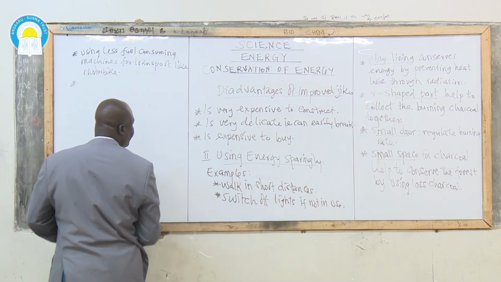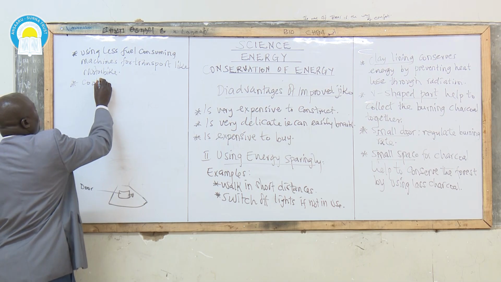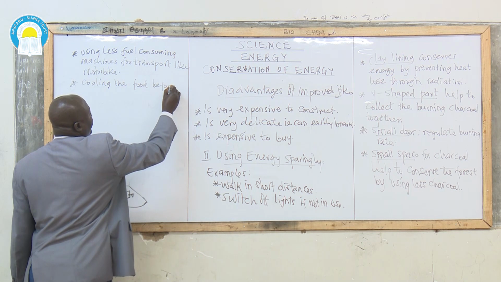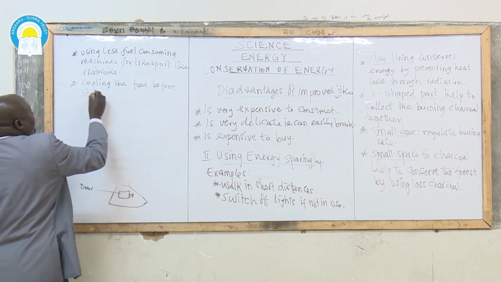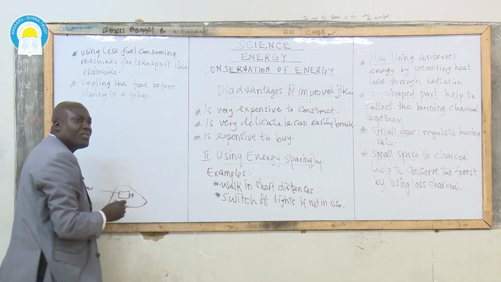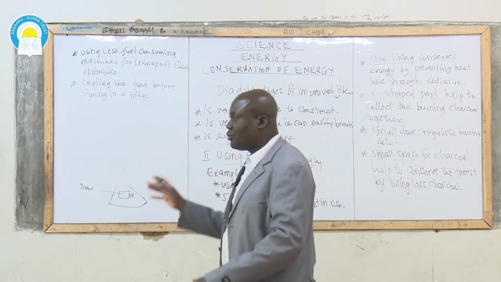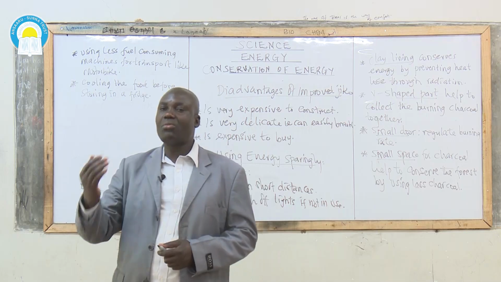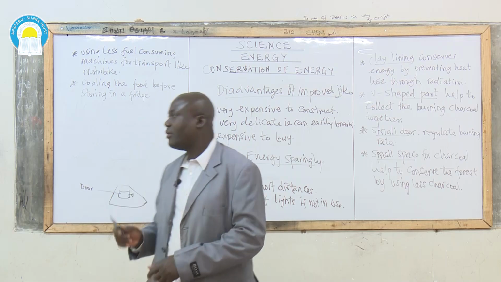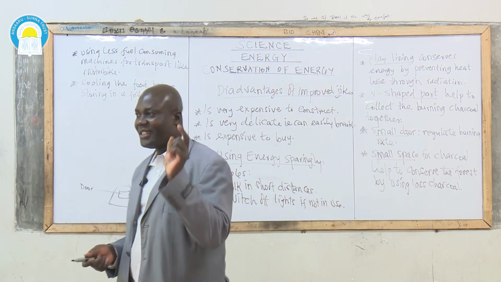Next one, you can use energy sparingly by cooling the food before storing it in a fridge. Remember, a fridge is there to keep food cool and conserve it. But if you keep food that is still hot, the fridge is going to use more electricity to cool it before it can conserve it. Therefore, you let the food cool, then you put it in the fridge. That way you are using energy sparingly.